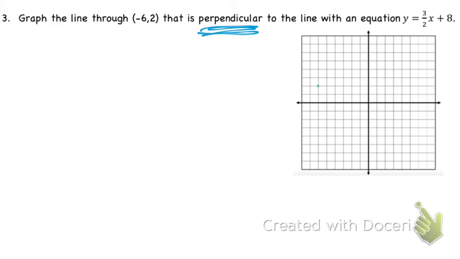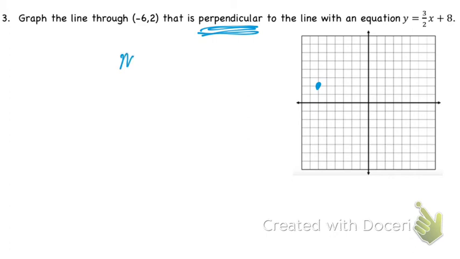We know that for sure, so let's graph that point. Now we need the slope of this line because we need our line to be perpendicular to the given equation. Why do we need the slope of y = 3/2x + 8? What are we going to do with that slope once we get it? We're going to flip it and do the opposite, right? So what's the slope of this line?